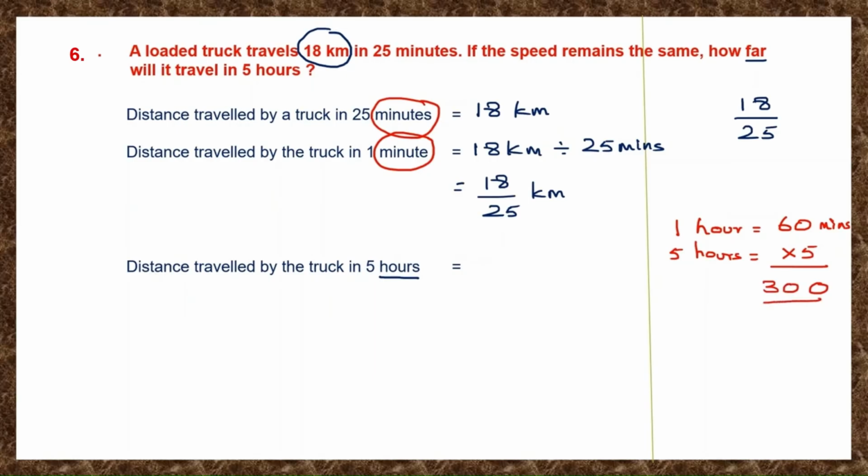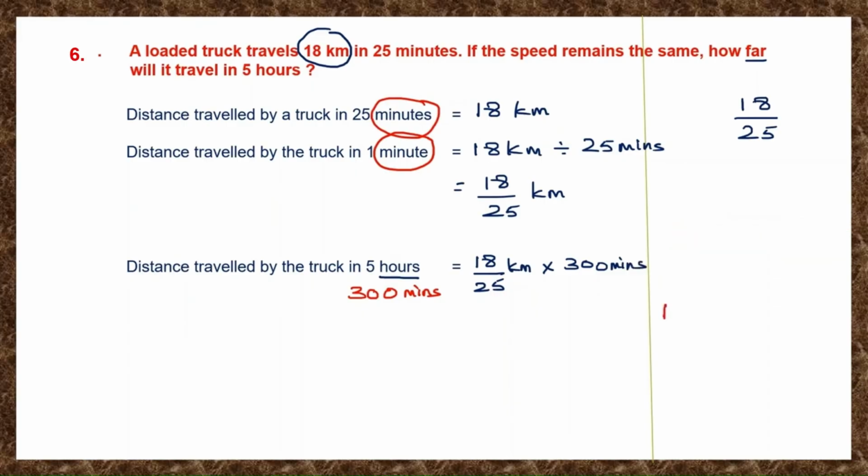So we are going to find the distance traveled by the truck in 300 minutes. So now the units are the same for all three statements. So distance traveled by the truck in 300 minutes will be distance traveled in 1 minute, that is 18 by 25 kilometers into 300 minutes. So we need to multiply and calculate here. So let's multiply 18 by 25 into 300.